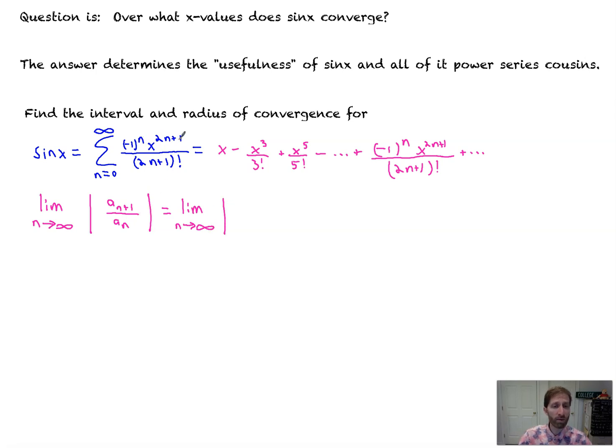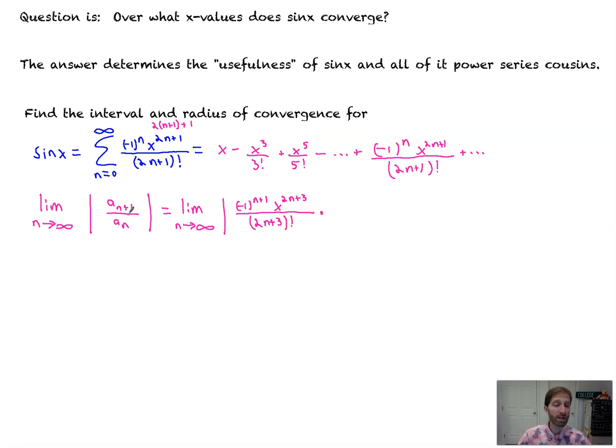So the limit as n goes to infinity of, the n plus first term would be plugging in n plus 1 everywhere into this. So it'd be negative 1 to the n plus 1. x to the 2(n+1)+1, careful here. That's 2n plus 2 plus 1, which is 2n plus 3. All right, that's where I get that from. All over the same value, 2n plus 3 factorial. So there's your n plus first term.